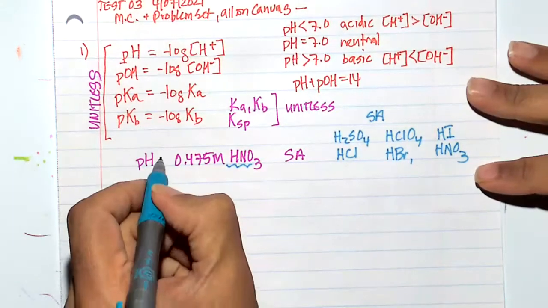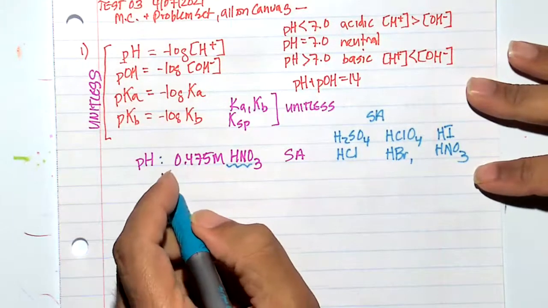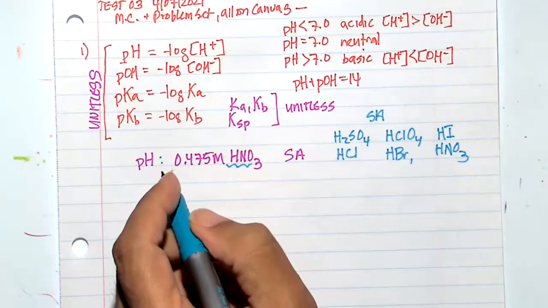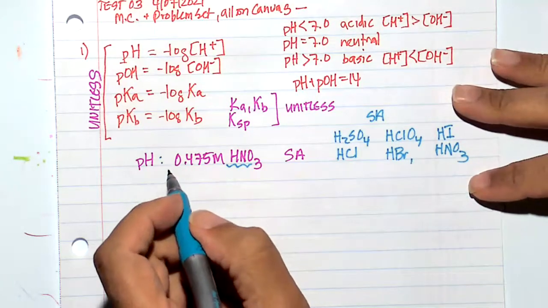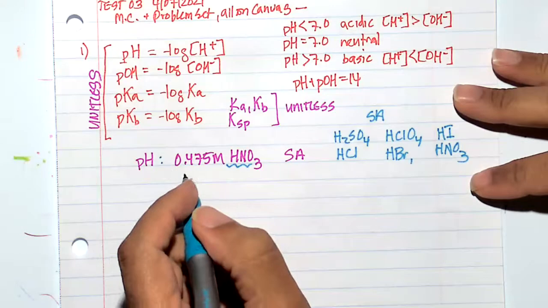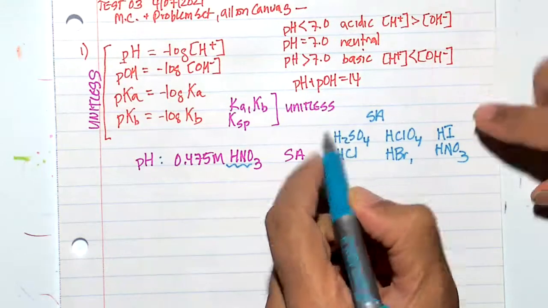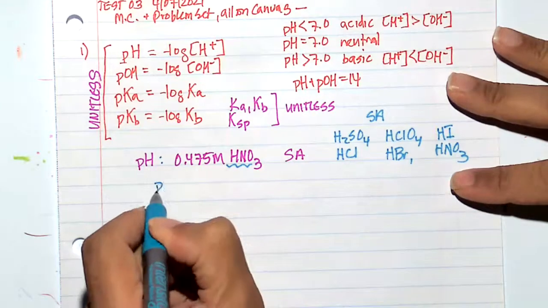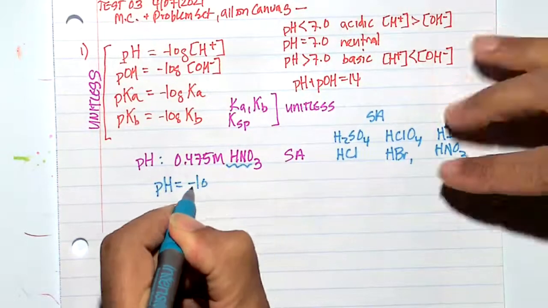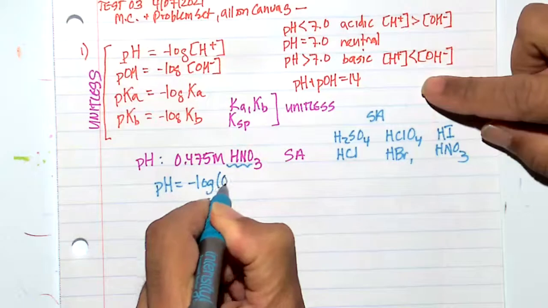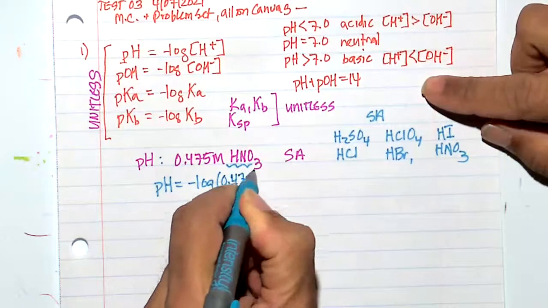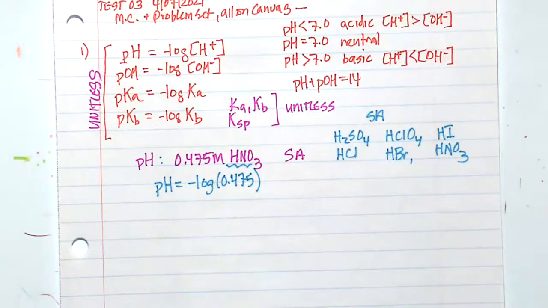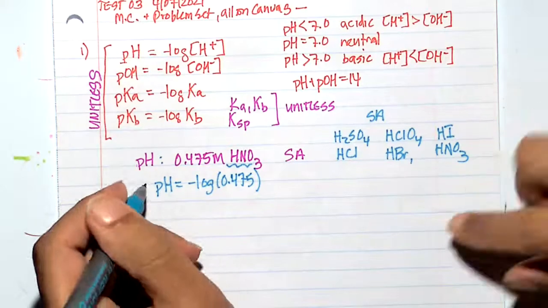So if the question is asking you what is the pH of a 0.475 molar solution of nitric acid, or any of these acids, any of these 6, what I call them, you just plug it straight in. Okay, you just plug it straight into your pH equation, and that will give you the answer. Okay, because these are 100%, or very, very close to 100% going to give you H plus. Very close. So just plug it in. Okay.